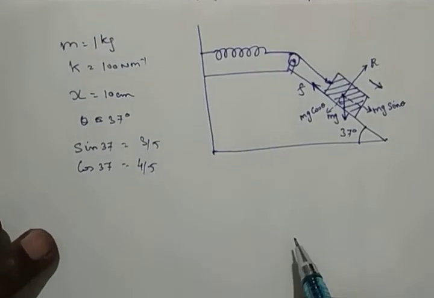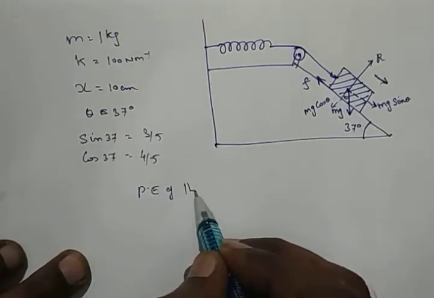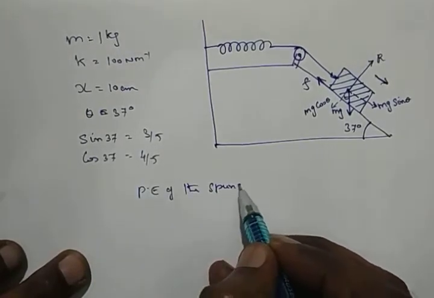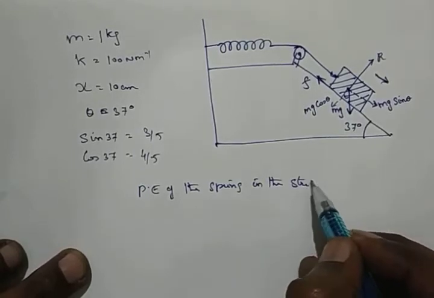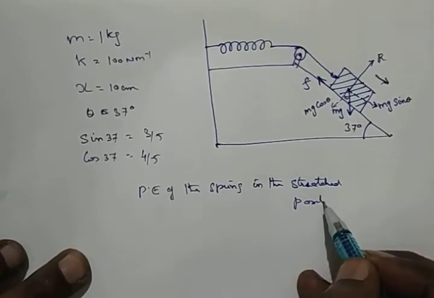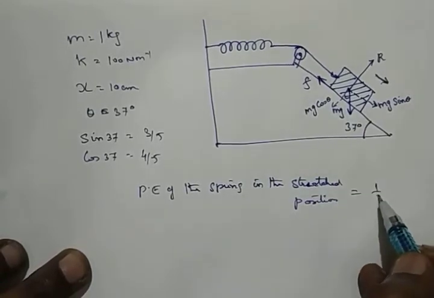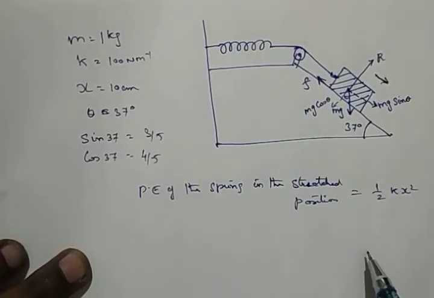Now let us see how it works. So the potential energy of the spring in the stretched position is half kx square. That is the stretched position here.